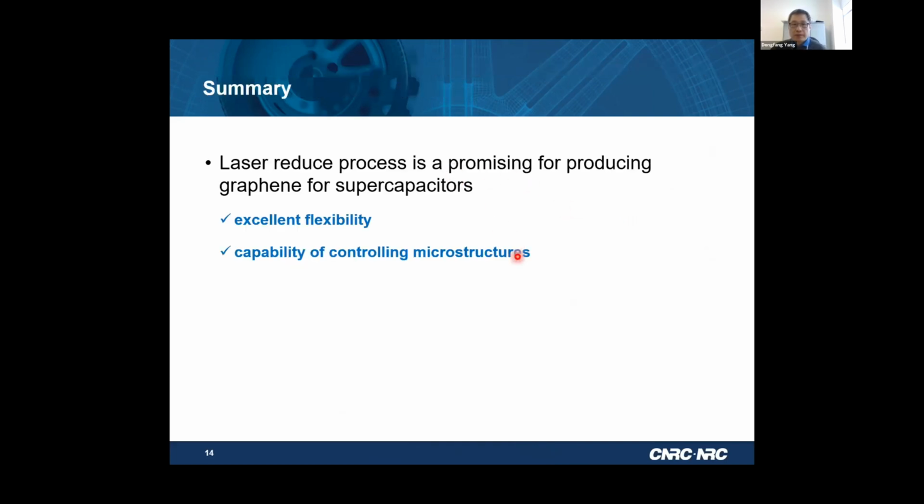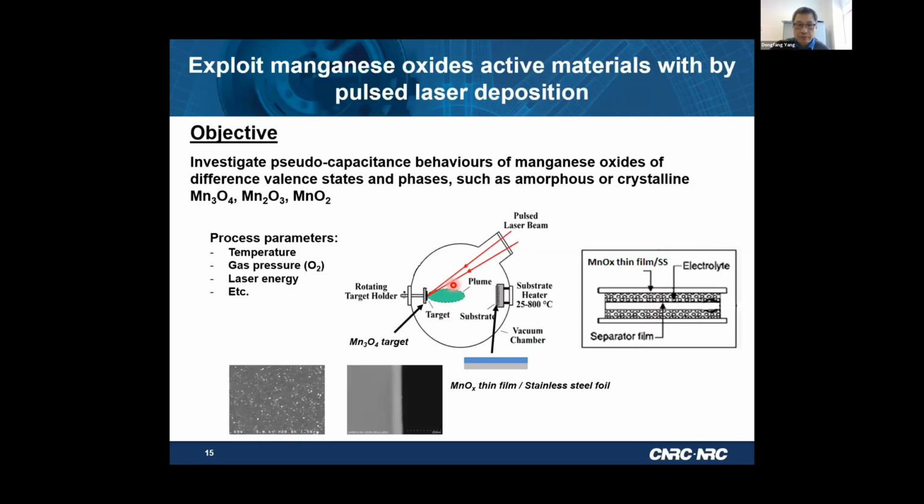So in this part, we summarize that the laser reduction process is very promising for producing graphene because of its excellent flexibility and capability to control the microstructure. Now we want to go to the second example, in which we produce manganese oxide by pulsed-laser deposition.